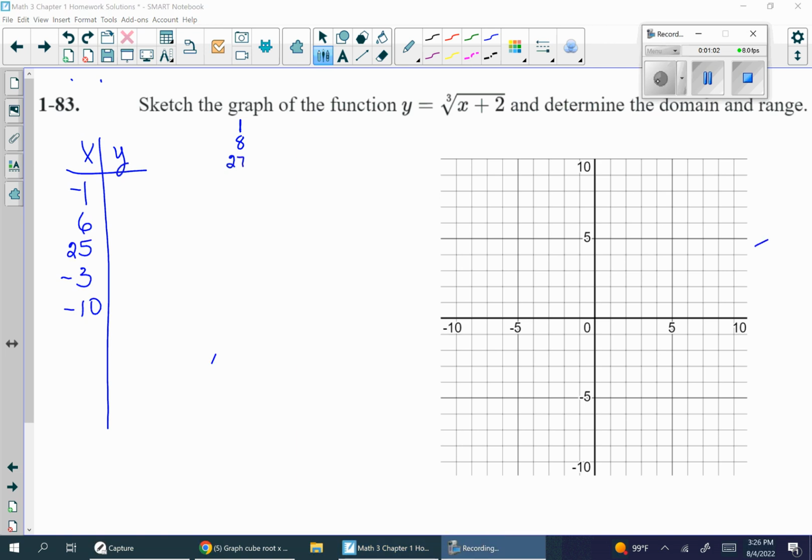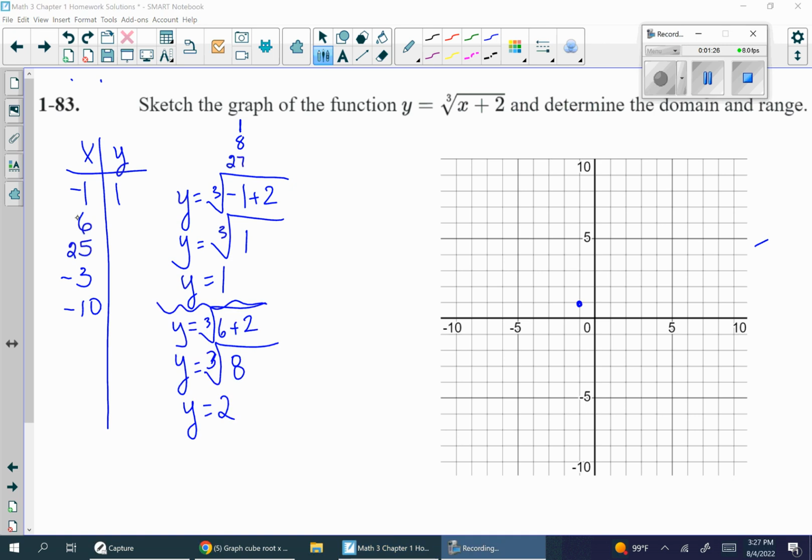All right, because cube root is kind of unique, I do have a couple of inputs that I think are going to work. Let's do -1 first. When I input -1 for x, I end up with the cube root of 1, so y equals 1. So we have -1, 1 as one of our points on this graph. And when I put 6, I chose 6 very strategically because 6 plus 2 is 8, and the cube root of 8 is 2. So if 6 goes into our little function machine, then 2 comes out, and that is another point on our graph.